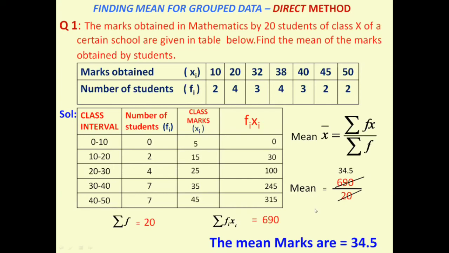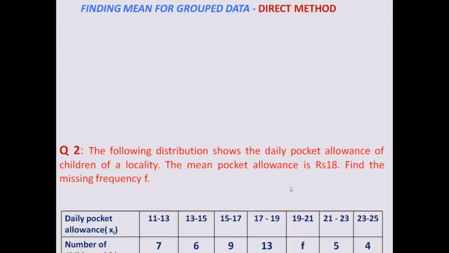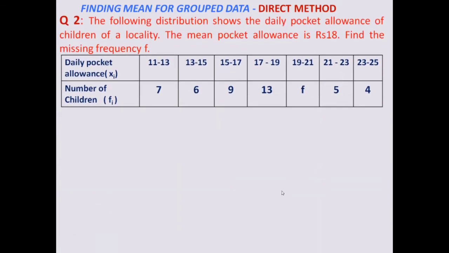Are you okay now? Are you clear? Now we are going to solve the next one, finding the mean for grouped data by the direct method. The second question: the following distribution shows the daily pocket allowance of children of a locality. The mean pocket allowance is 18 rupees. Find the missing frequency f. In the question, they have not given the frequency of the 19 to 21 class, so we have to find the value of f.